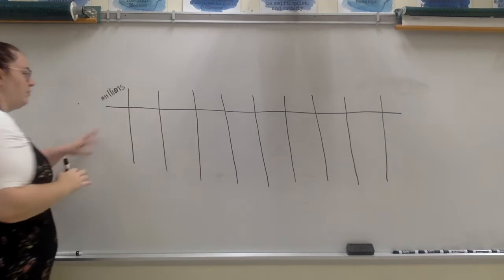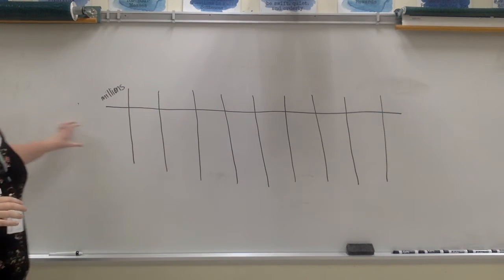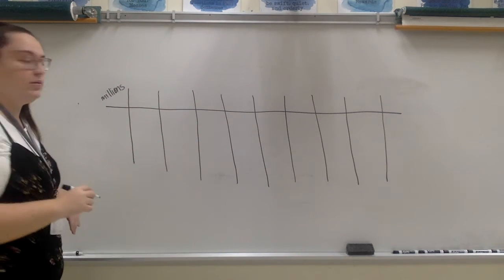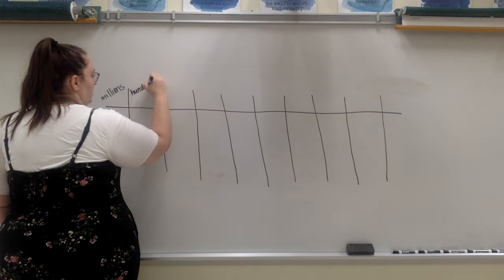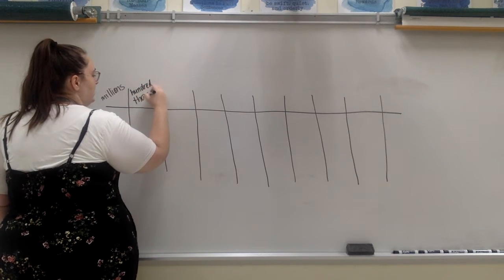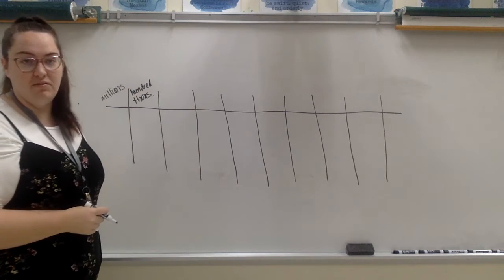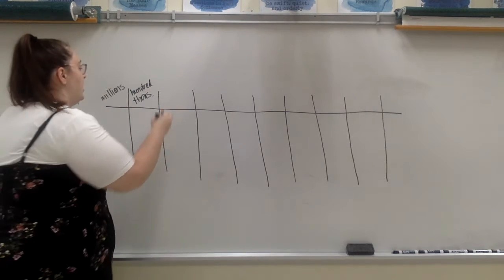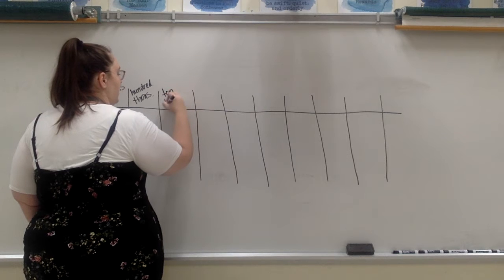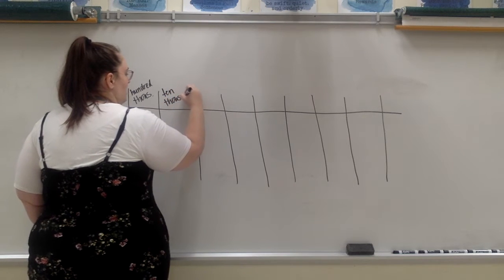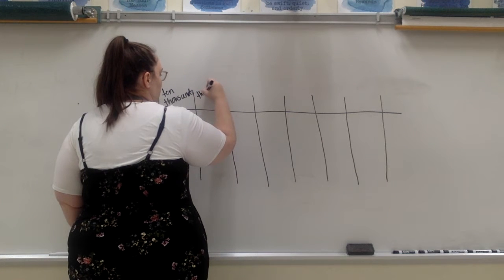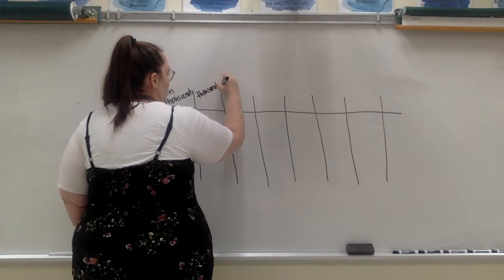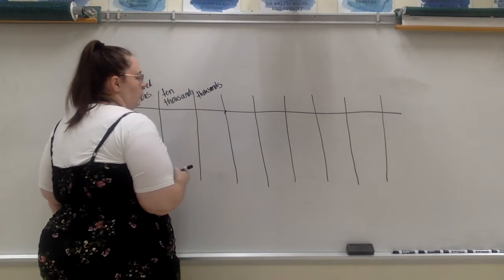Okay, the bigger the numbers go to the left, and then it gets smaller and smaller as you go to the right. So millions, hundred thousands, and it is okay to abbreviate as long as you know what it means. If you don't know what it means, that's a problem. 100,000s, 10,000s, thousands, and then this would be where our comma was.